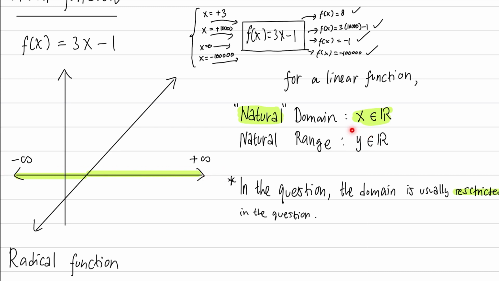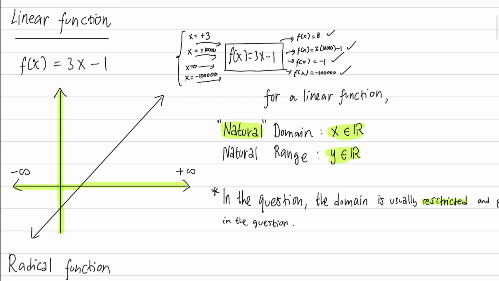How about our range? It's the same. Range is just how far the graph can go vertically. Well, it can go up forever and go down forever, which means it includes all values of y, all real numbers. So that is the domain and range of a linear function.